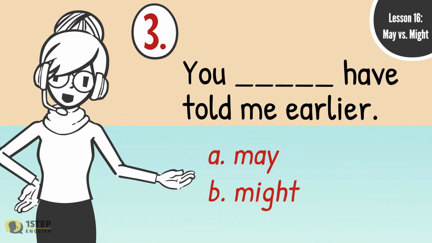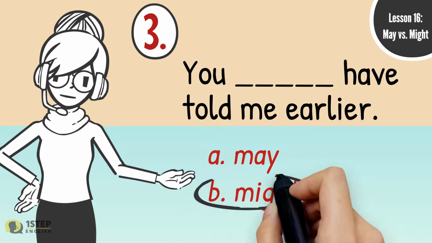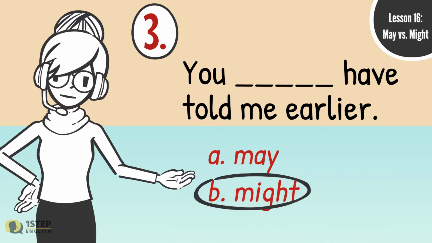3. You blank have told me earlier. A. May. B. Might. The correct answer is letter B. Might. You might have told me earlier.